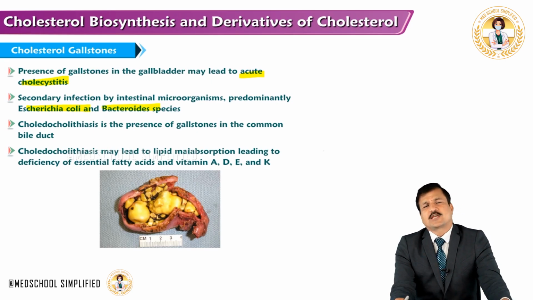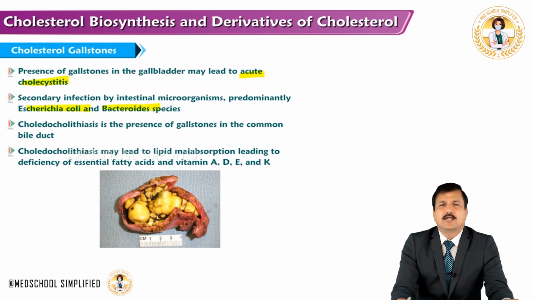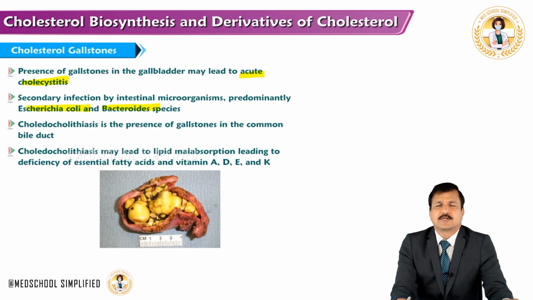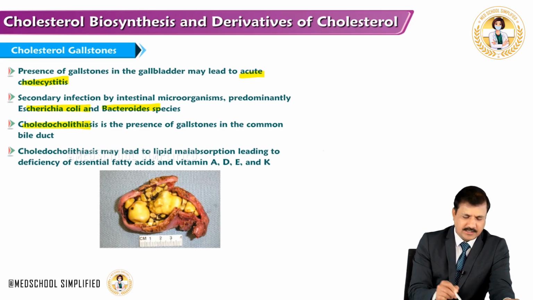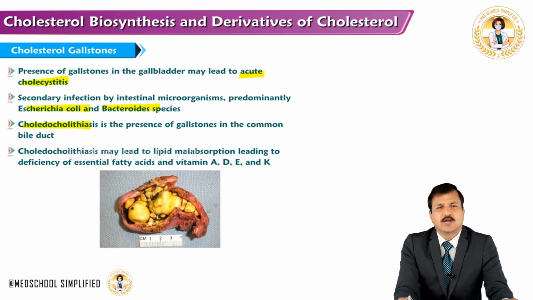Some of the gallstones can escape the gallbladder and may be present in the common bile duct. The presence of gallstones in the common bile duct is referred to as choledocholithiasis, and this choledocholithiasis can partially block the common bile duct or it can completely obstruct the common bile duct.